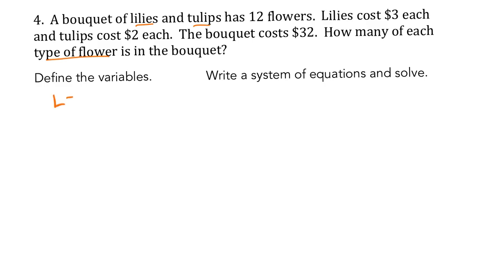So L is the number of lilies. I'm going to use T for the number of tulips. And if you want to use X and Y, that's totally fine. Okay, let me write the equations. A bouquet of lilies and tulips is 12 flowers. So however many lilies plus the tulips, that's got to be 12. And that just means it could be 10 and 2, could be 6 and 6, not sure.